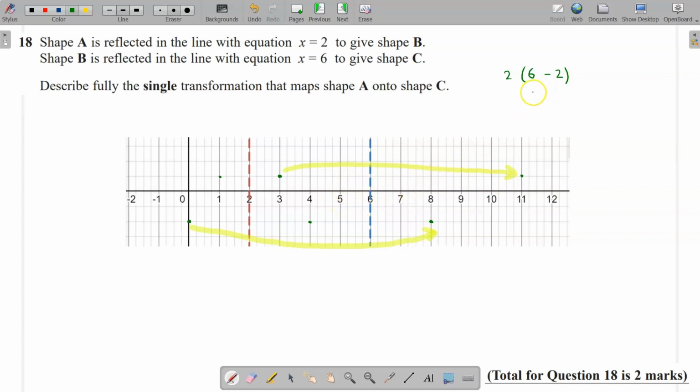Now, the other thing to bear in mind is that if you reflect it and then reflect it again, it'll be in the same orientation as it was before. So it becomes a translation. That's the type of transformation, a translation. So the answer to the question is a translation, and the vector of the translation is (8, 0). And that's the answer. Unusual question.